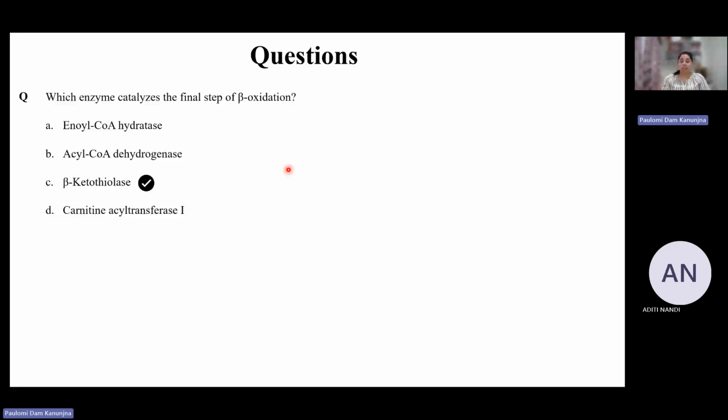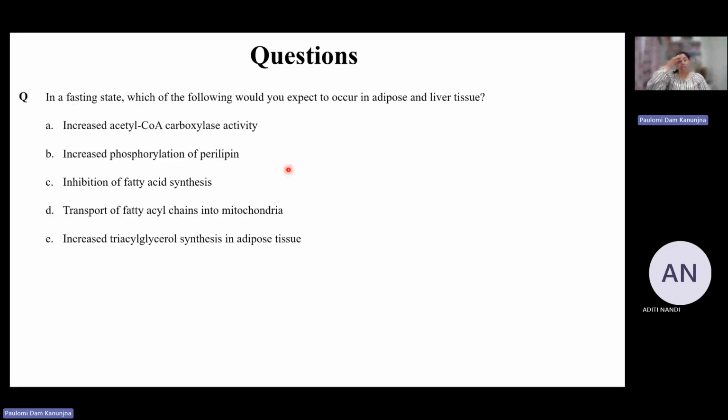Fantastic. Okay, next one. Read it easily. It says in a fasting state, which of the following would you expect to occur in adipose and liver tissue? Basically, the fats, if you are in a fasting state.